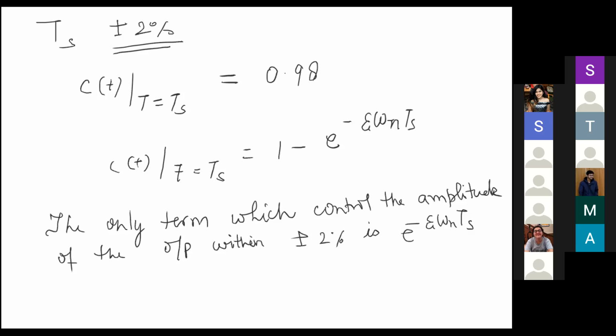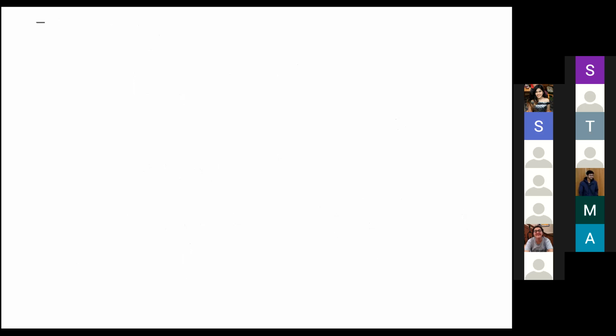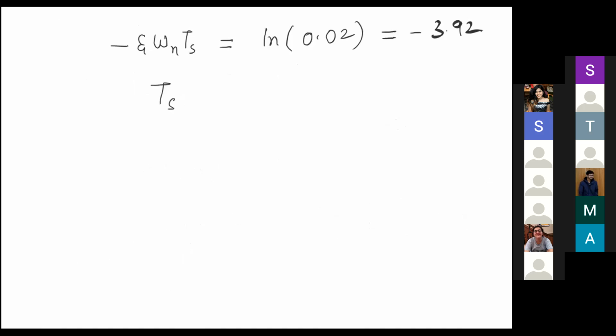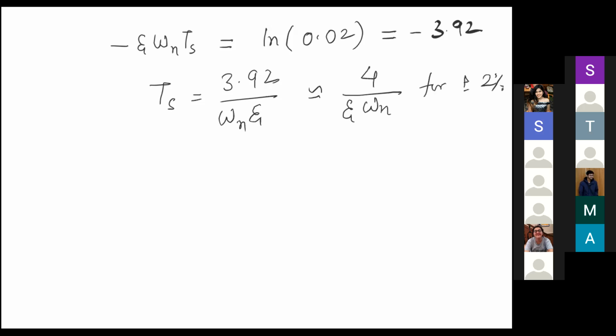So now we are going to equate this: 0.98 is nothing but 1 minus e to the power minus zeta omega n Ts, and this will become minus zeta omega n Ts is equal to ln of 0.02, and if we solve it, this will come out to be 3.92. So Ts is nothing but 3.92 upon omega n into zeta, and if we want, we can also approximate it as 4 upon zeta into omega n for plus minus 2%.